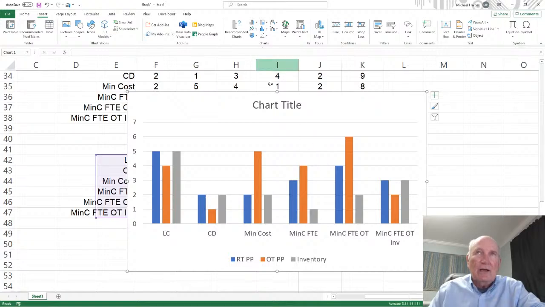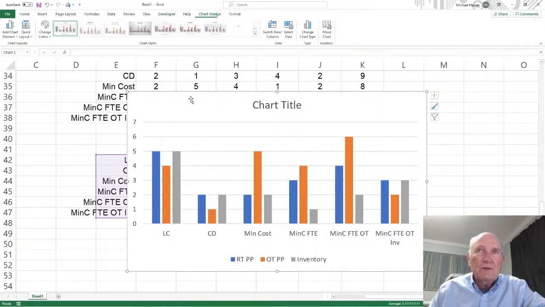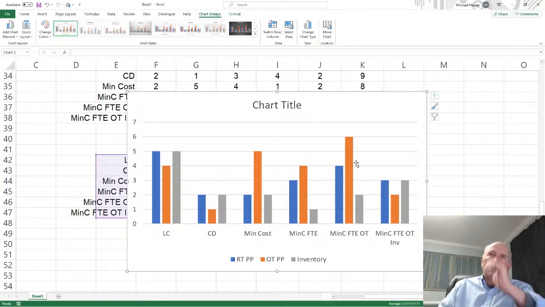And I actually can do it this way, or if you wanted to, look at this and switch them over. Notice this is the regular time, overtime, and inventory for level. It's comparing each one of those separately. You can see how the regular time is higher for level. Well, these aren't real data, but see how they jump around. And there will be a pattern with the real data.